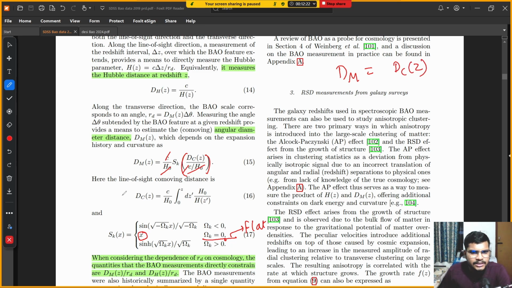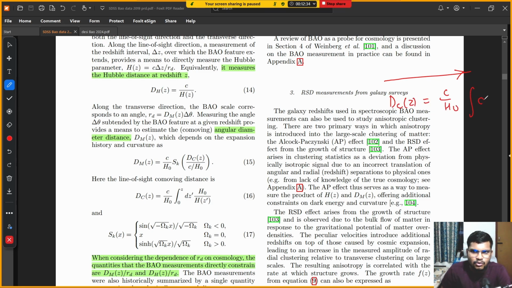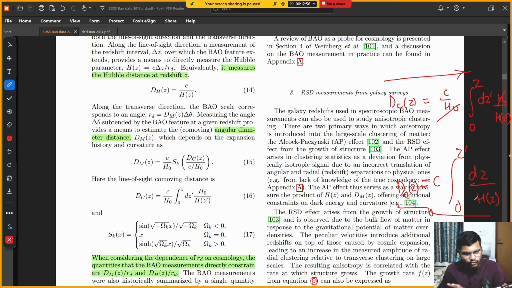And what is this dc of z? Here it is the line of sight comoving distance. Line of sight means that when you are seeing it, this is called the line of sight. This dc of z is basically defined as c over H0 integral dz' H0 over H of z', from 0 to z. I am basically not a fan of this H0, so I am just telling you that this is basically c integral dz over H of z. So these are the things that we have to follow.